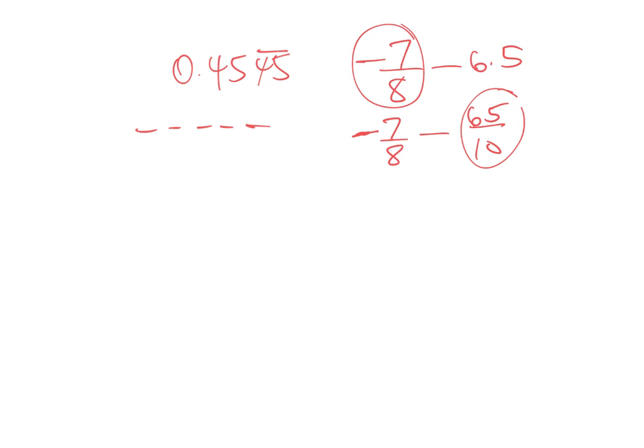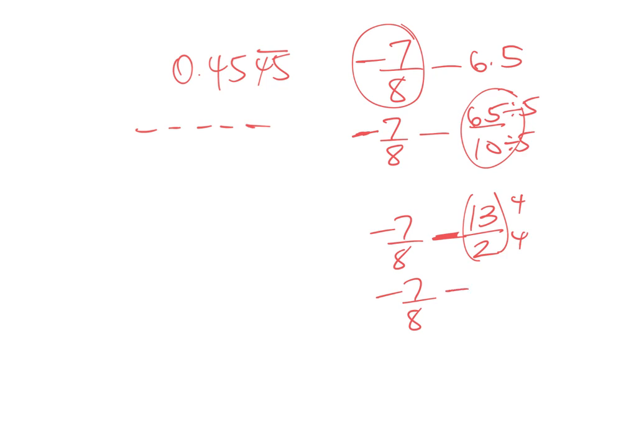So if you have -7 over 8 minus 65 over 10, you can divide that by 5. You can divide that by 5. So 13 over 2. So -7 over 8 minus 13 over 2. So basically now we need a common denominator. So we'll multiply this side by 4 over 4. We have -7 over 8 minus, now you have 52 over 8. Minus 7 minus 52, that's -59 over 8.